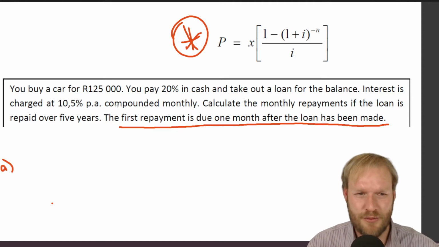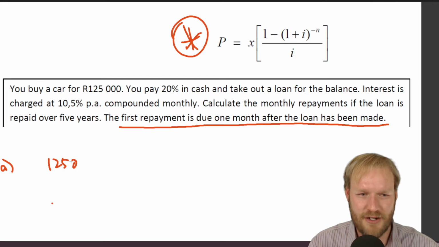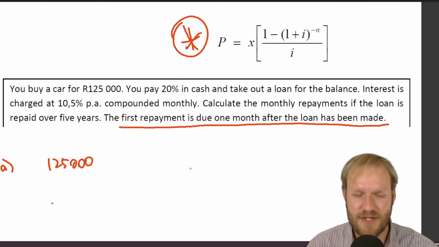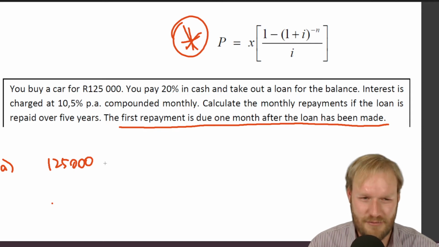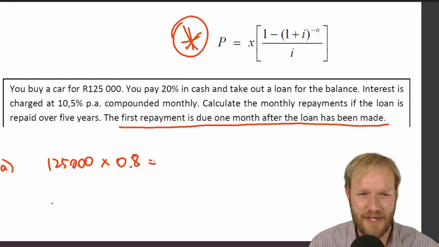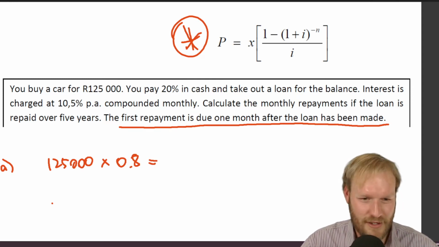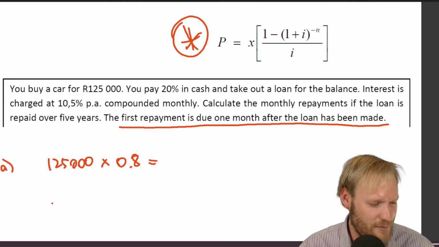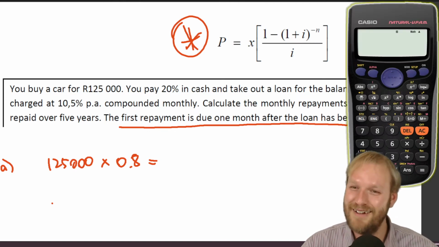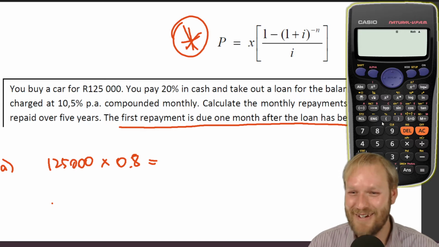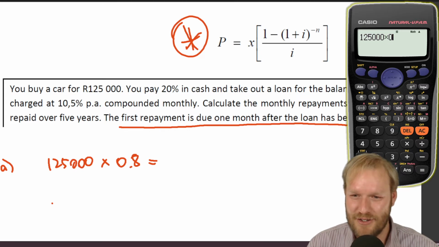If you bought the car for 125,000 Rand and you've paid 20%, how much do you still owe on the car? Well, I would just go that times 80%, which I know is 0.8, into the calculator. So let's load up the calculator. There's our calculator, and we go 125,000, and we times by 0.8.